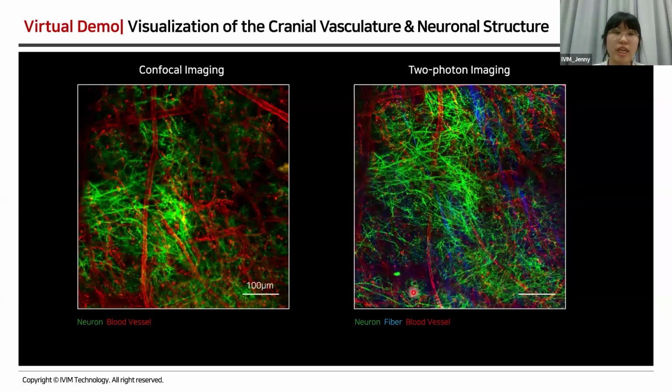These are the imaging data of the blood vessels and neuronal structures of the mouse brain obtained using the method demonstrated earlier. On the left is the result from confocal imaging, and on the right is from the two-photon laser imaging. You can see that the neurons labeled with the blue fluorescent signal are densely distributed around the blood vessels, and the fibers that were difficult to observe with confocal microscopy were clearly visualized using the two-photon laser, where they were labeled with a blue fluorescent signal.